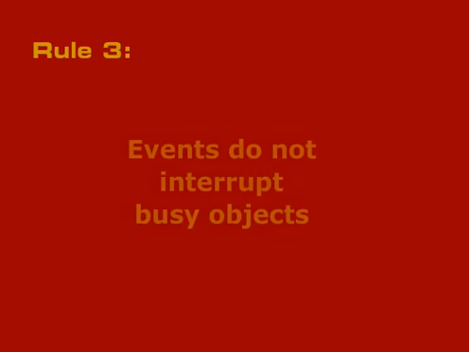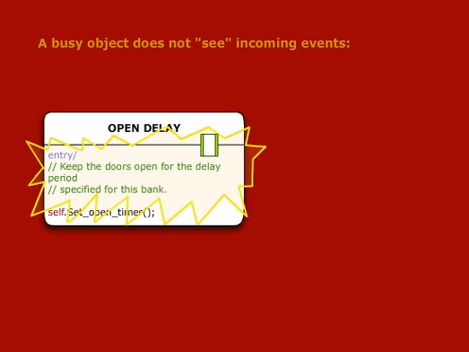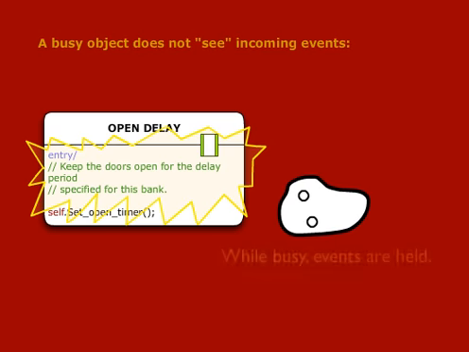Events do not interrupt busy objects. Since events are never lost, they must be held for later processing if the addressed object is busy. Here, a door object enters the open delay state and begins executing its procedure. While this is going on, two events occur. Since the object is busy, both events are held for future processing. These events are not necessarily queued.